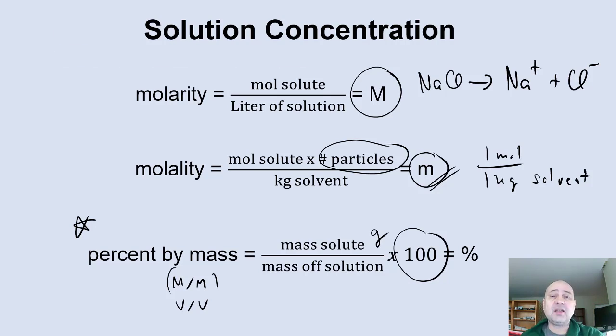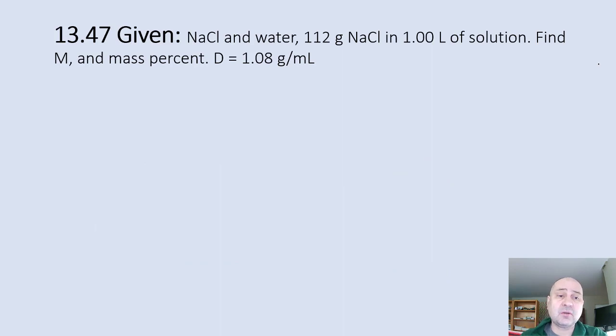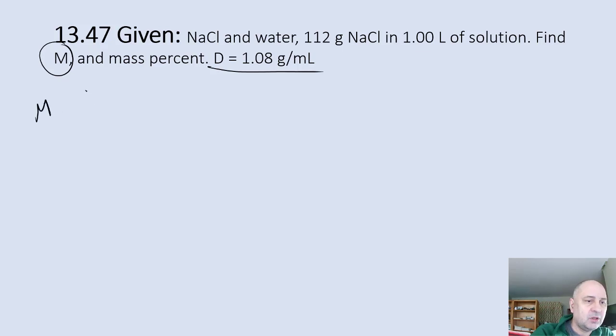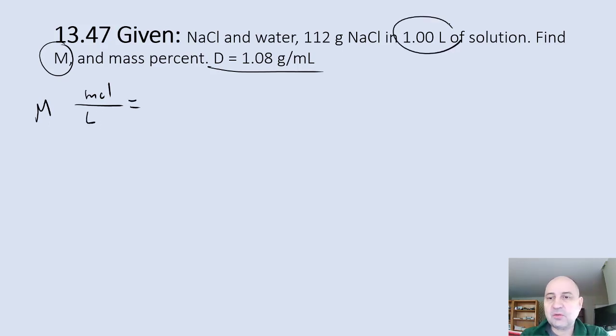All right, so let's jump right in and do a review calculation. If we have sodium chloride and water, and we're given 112 grams of sodium chloride in 1 liter of solution, find M and mass percent. M is molarity, and they also give you the density, so we'll see what we need that for. If we want molarity, we need the number of moles of solute per liter of solution, and I am given exactly 1.00 liters.